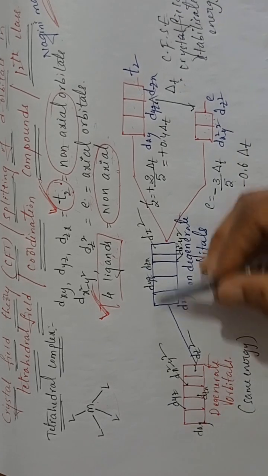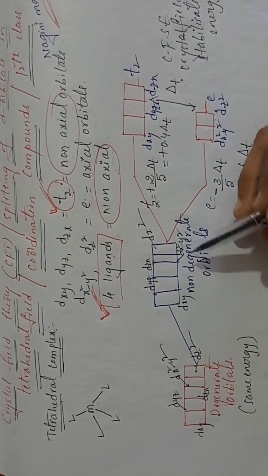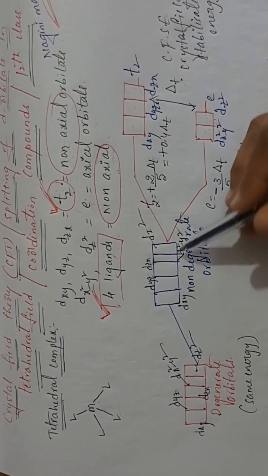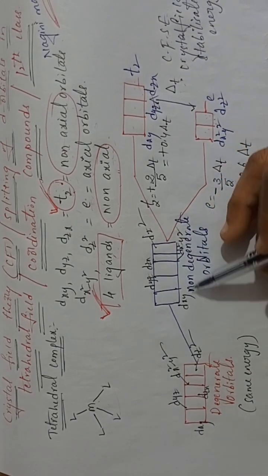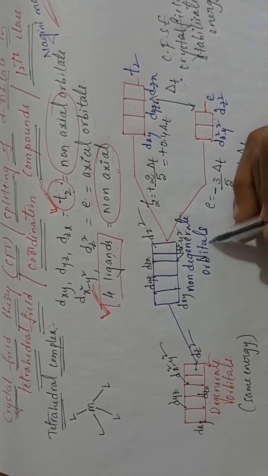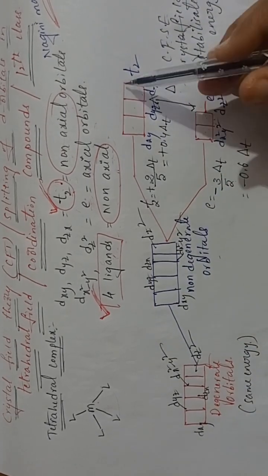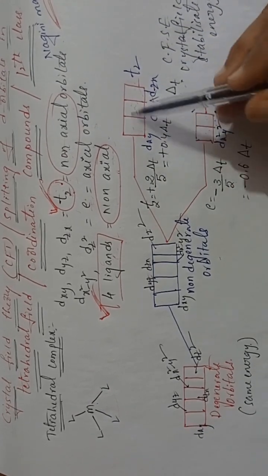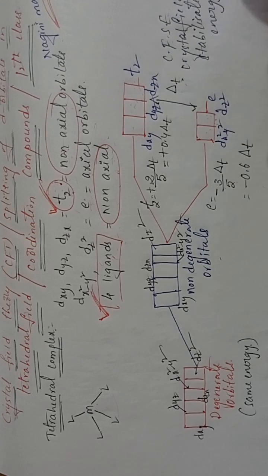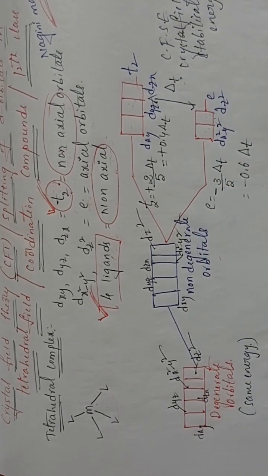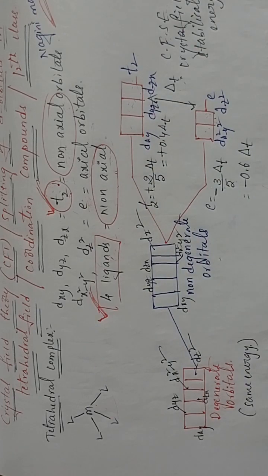Are you clear? Total 5 degenerate orbitals split into 2 sets. These are degenerate, these are non-degenerate. They lose their degeneracy. That means their energy is changed, not equal. Before, the same energy; now they don't have the same energy. Split into 2 sets, they have more energy, they have less energy. That's positive, here negative. Are you clear? Now this is the crystal field splitting in the tetrahedral complex, students.